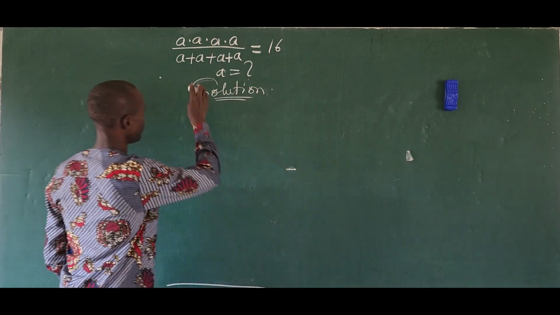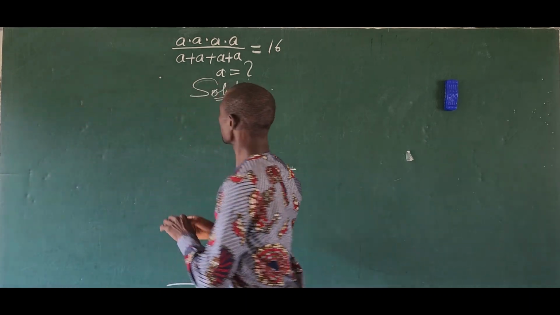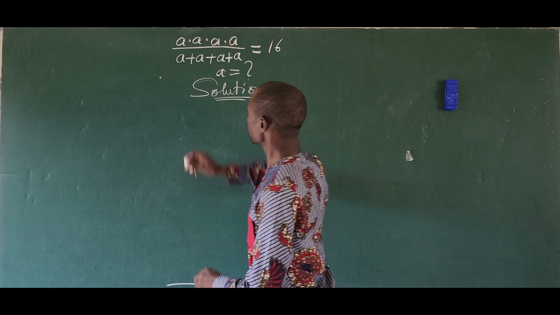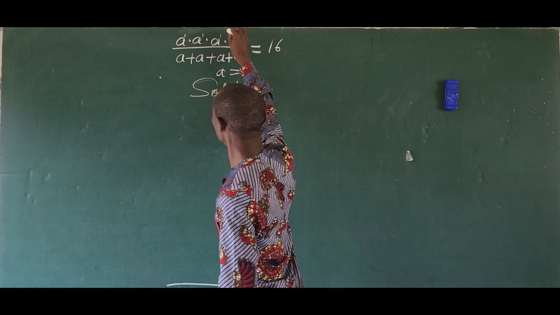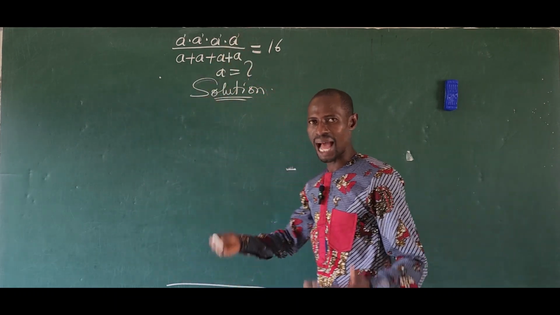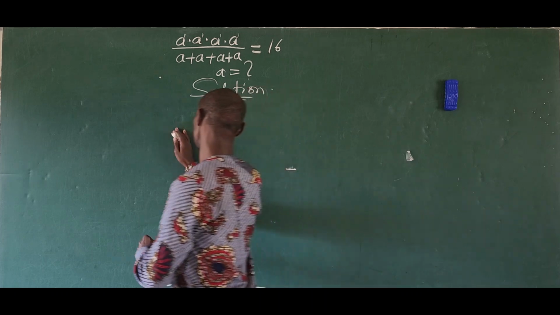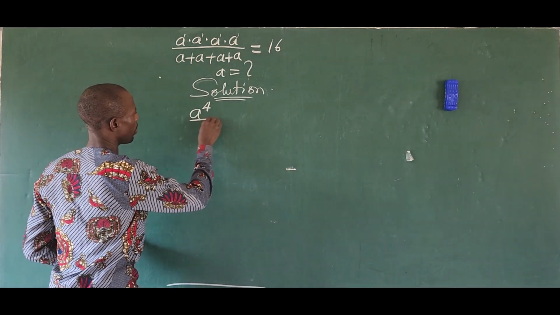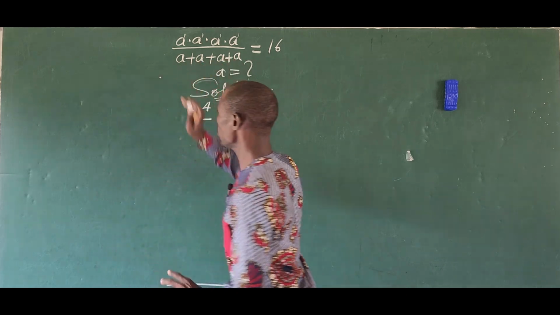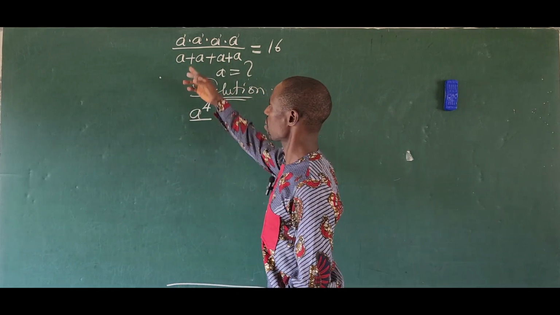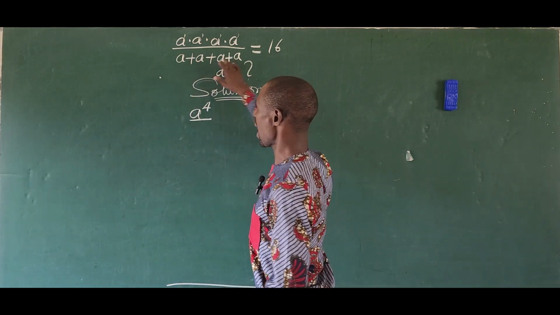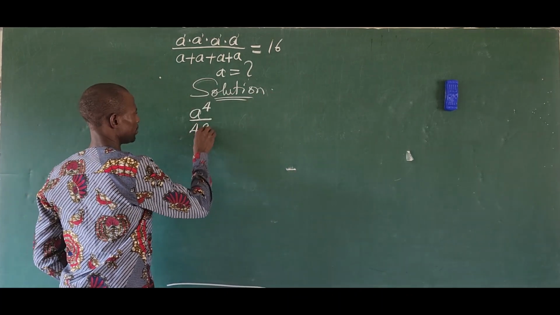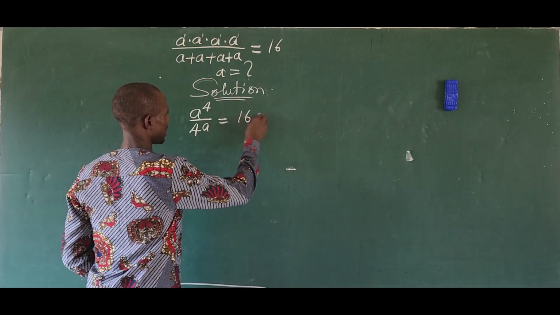So this will now give us, because here we have the same base number and we have multiplication, the powers here are just 1, 1, 1, 1. And so we add the powers together. This is going to give us a to the power of 4 all over, the variables are the same too, and we have the summation sign here, so we can add them together. And that will give us 4a equal to 16.